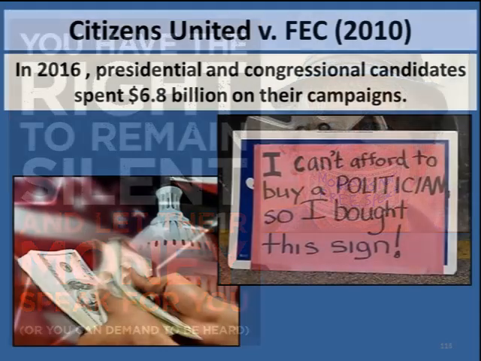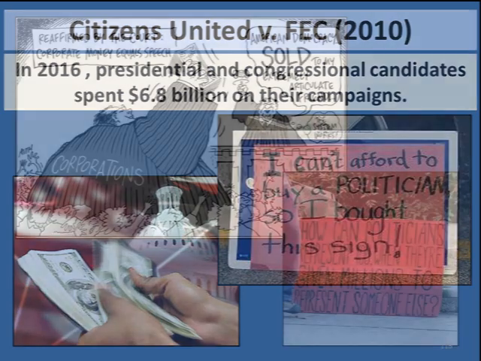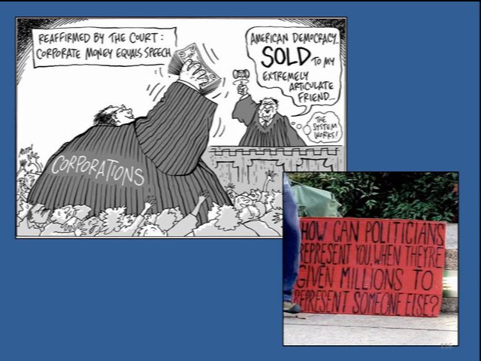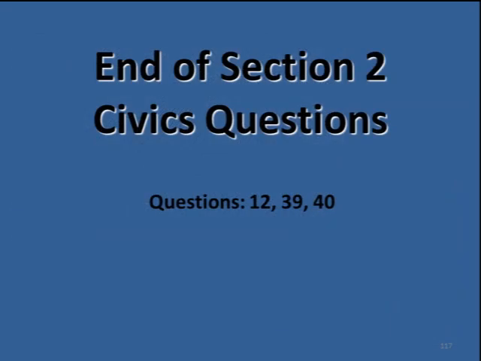For example, in 2016, the presidential and congressional candidates spent $6.8 billion on their campaigns, and most of that money came from the richest Americans, corporations, and unions. This is the end of Section 2. We will now practice the related civics questions.